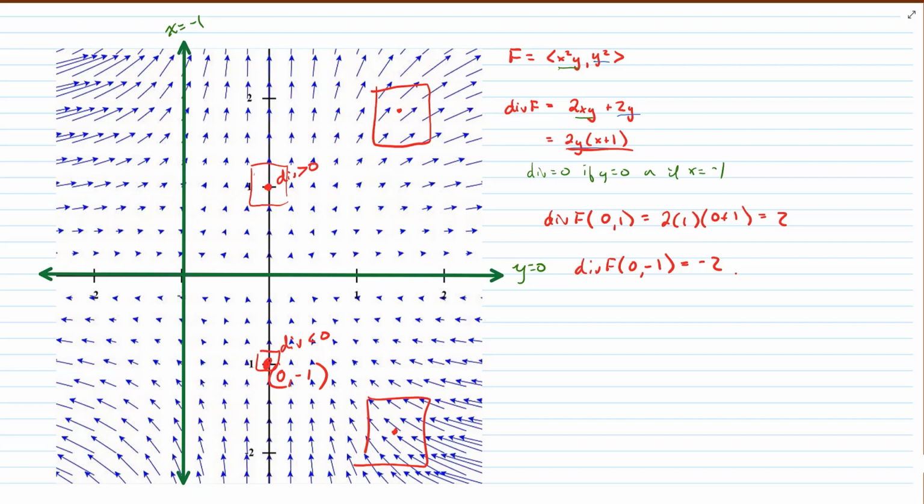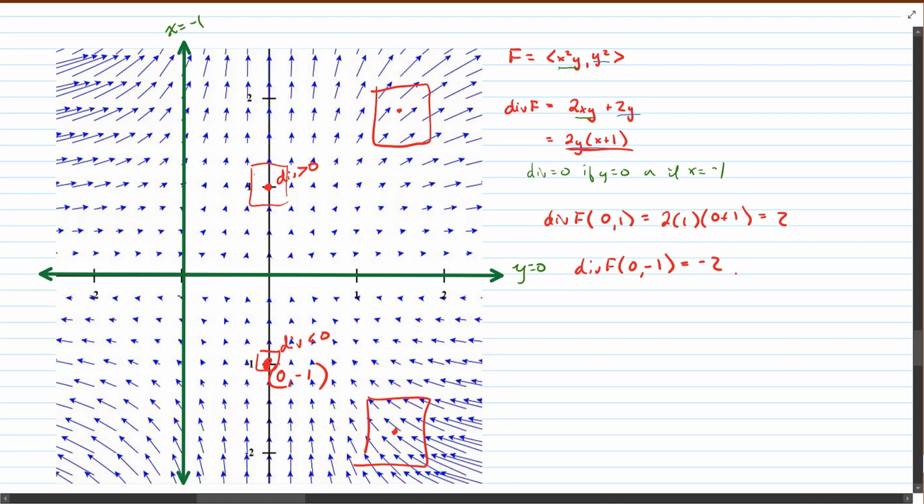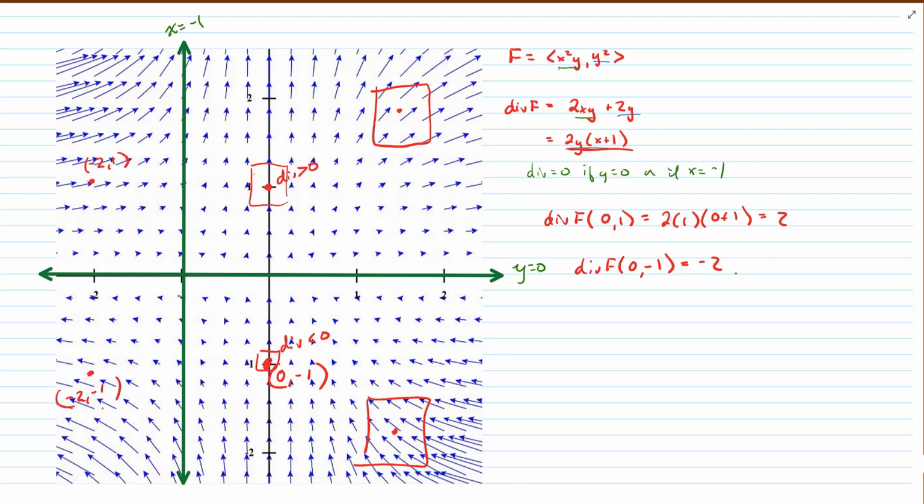So I'll leave you to go ahead and test the other two regions. You could take, for example, test points (-2, 1) and (-2, -1) and compute the divergence there, and determine whether in those regions the vector field around a point is behaving more as a sink or a source. So I'll let you take a look at that.